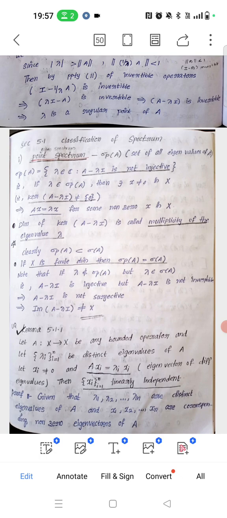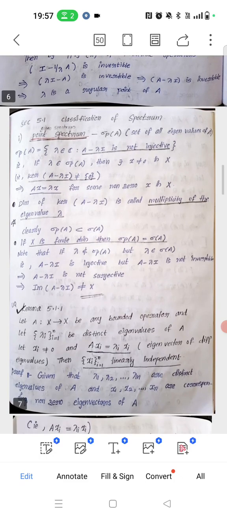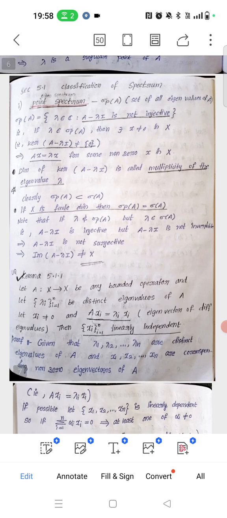That means there should be a non-zero vector x which satisfies the kernel condition. That means (A minus lambda) x is equal to 0, that is, Ax equals lambda x for some non-zero x in X. So this lambda is an eigenvalue, the corresponding x is called the eigenvector, and the dimension of the kernel of A minus lambda is called the multiplicity of the eigenvalue lambda.